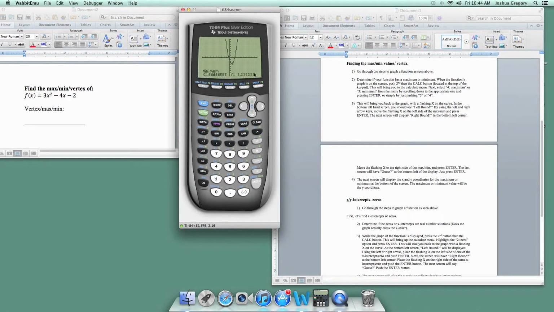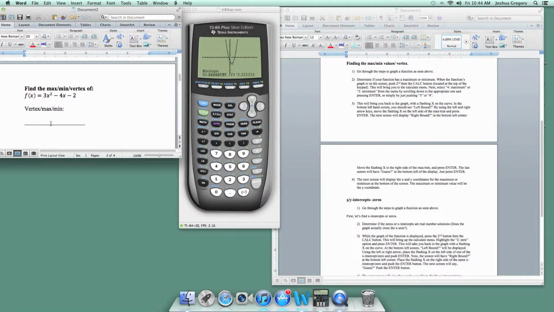So they give us an X and a Y of our vertex, or minimum value. Our X is going to be 0.6 repeating, so that's 2/3. But what we're looking for is our Y value. So it's going to be Y equals negative 3.3 repeating.